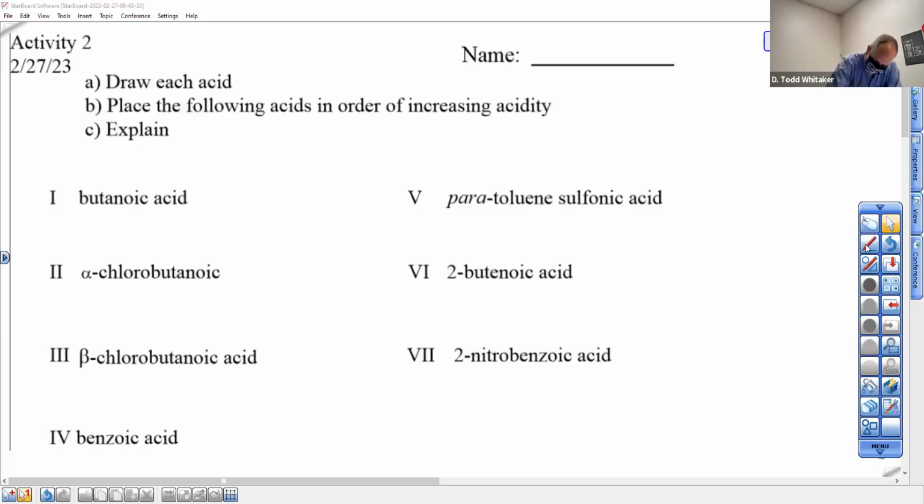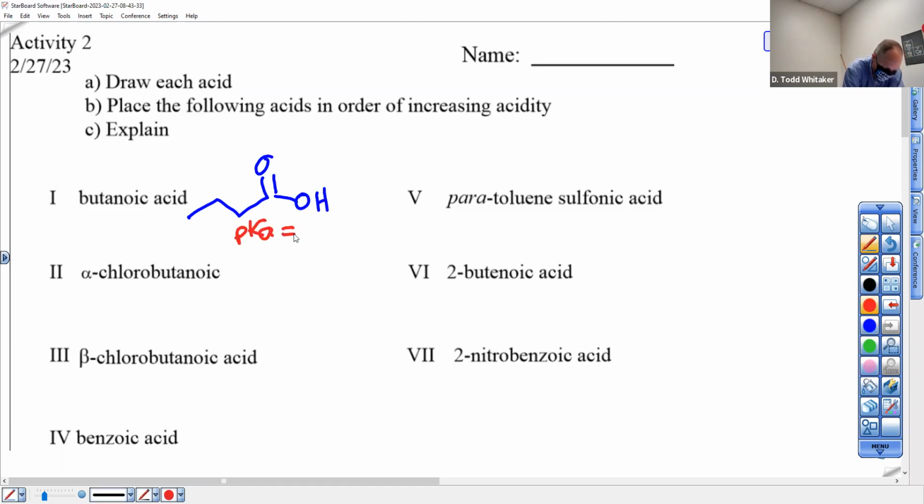All right, ladies and gentlemen, it is time to review the pKa of carboxylic acids. For example, butanoic acid, a 4-carbon carboxylic acid, has a pKa of what? It's taking a little too long, everybody. 5.